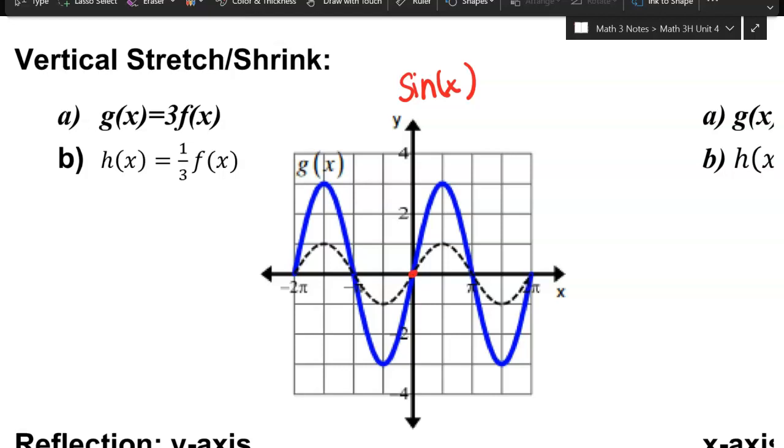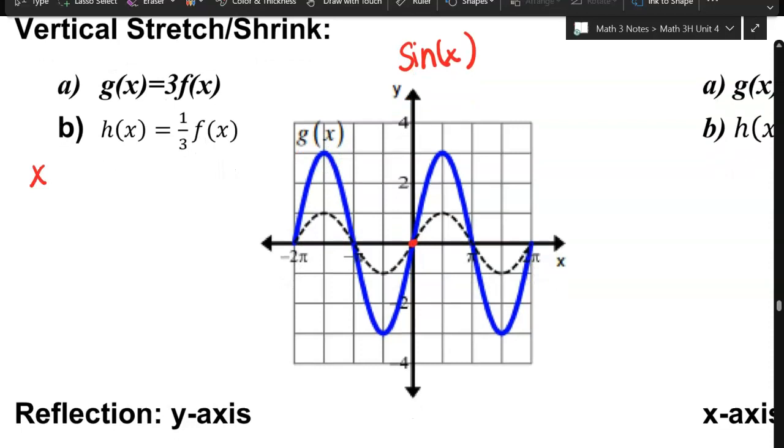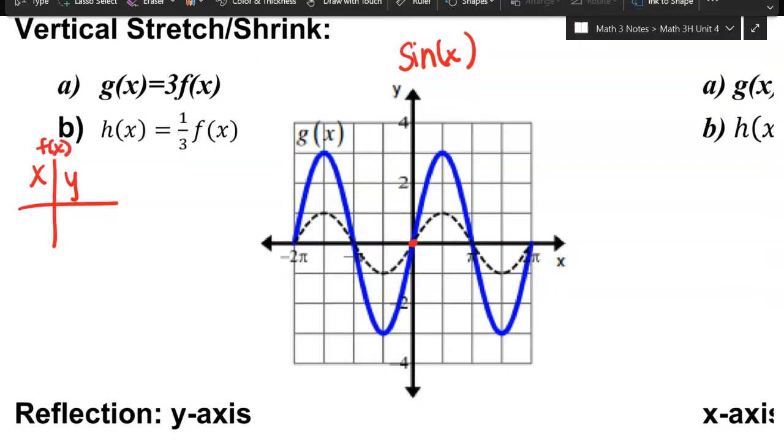All right, the dotted line is our parent function. So we have our x and our y. So for our f of x, it's 0, 0 again. And let's pick some other points while we are here.